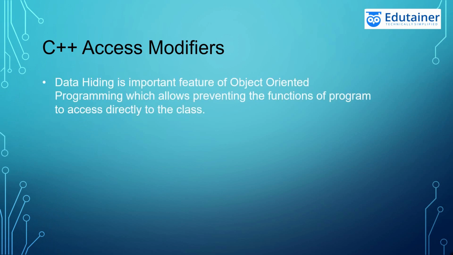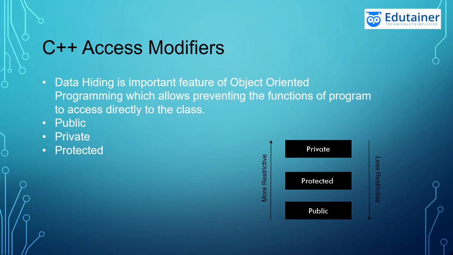Data hiding is an important feature of object-oriented programming, which prevents the functions of a program from accessing the class directly. There are three types of access modifiers: public, private, and protected. Each of them has a different role. Let me explain using this diagram. You can see over here, public is less restrictive, whereas private is more restrictive.